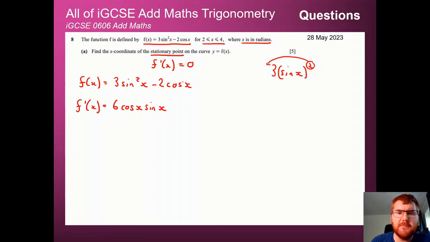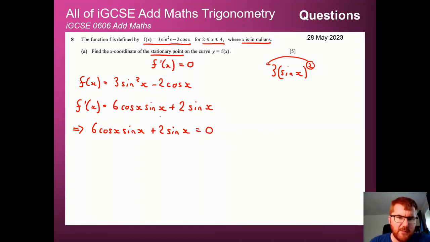If we differentiate the minus 2 cos x, be very careful here. Cos differentiates to minus sine. So we're going to get a plus 2 sine x, like so. And now we want to find this stationary point, so we need to take that first derivative and set it to 0. So we get 6 cos x sine x, and this is where now the trigonometry comes in, plus 2 sine x is equal to 0. And again, we can take a common factor out here of a 2 and a sine x at the same time. And let's see what we get left in the bracket.